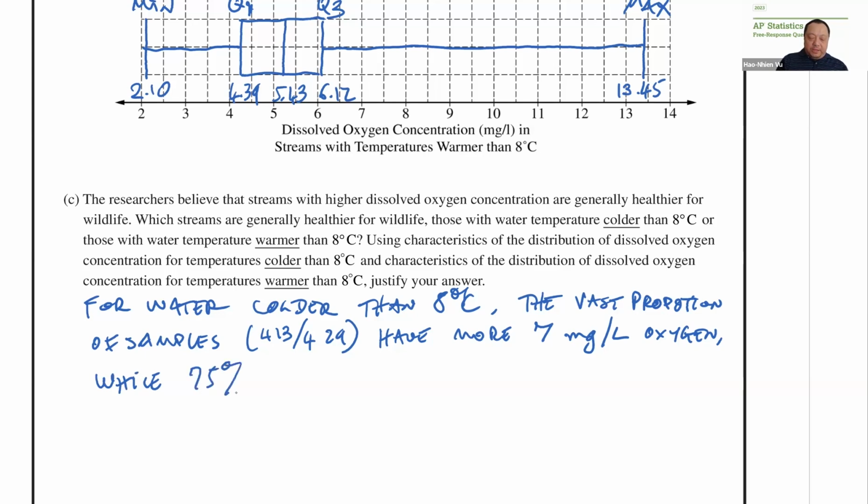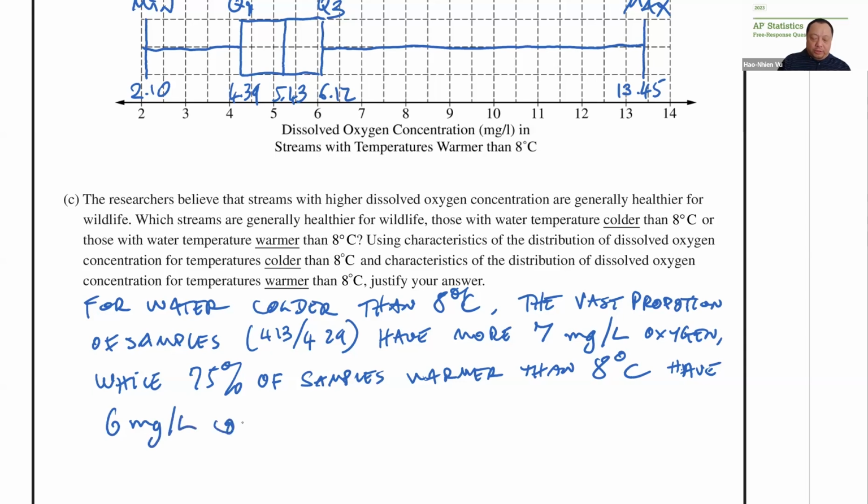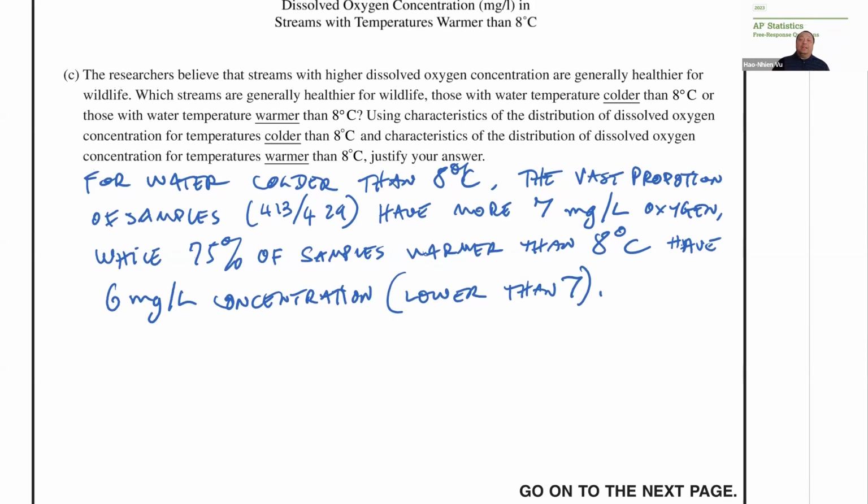While 75% of samples warmer than 8 degrees C have 6 mg per liter concentration. And now I'm doing a comparison question. So I need comparison word. Here's my comparison word, lower than 7. So that's what I get if all I have are the two graphs, the box plot, which I assume a lot of people can do, and the histogram that's already given. I'm doing all this without any calculation.